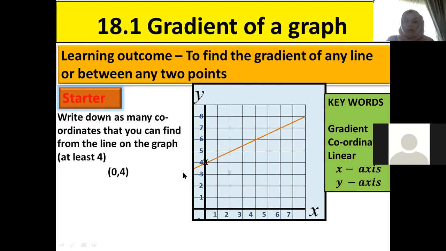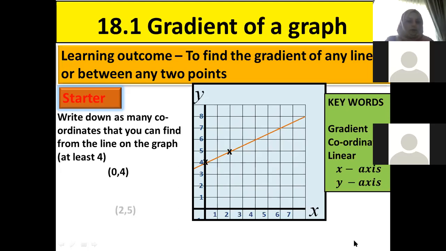That's right. Let's find another coordinate for this point, for example. It's a very simple starter, let's say. What is the coordinate of this point? 2, 5. No, 2, 5. Yes, that's right. Great. Who can find this point? Sara. 4, 6. Yes, it's 4, 6.